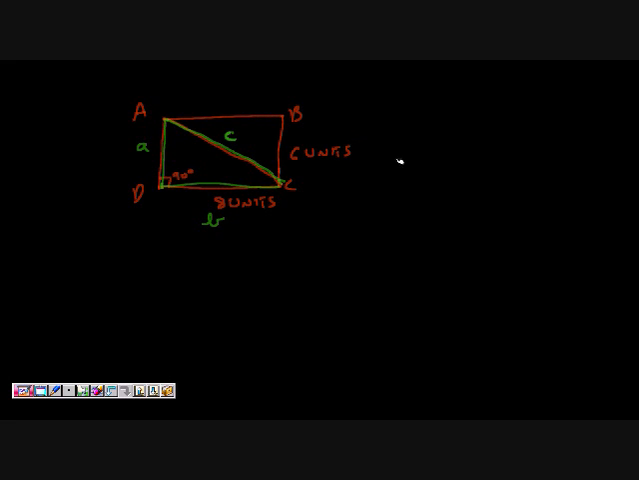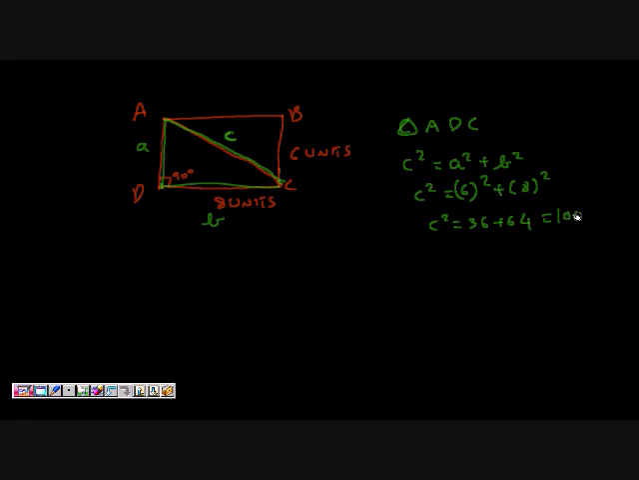According to the Pythagoras theorem, for triangle ADC, we can write C square, which is the square of the hypotenuse, which is also the diagonal, is equal to A square plus B square. Now we know that A is 6, so 6 square, and B is 8, so 8 square. So C square is equal to 36 plus 64, which is 100. Therefore C is equal to 10 units. So that gives you the diagonal of this rectangle.